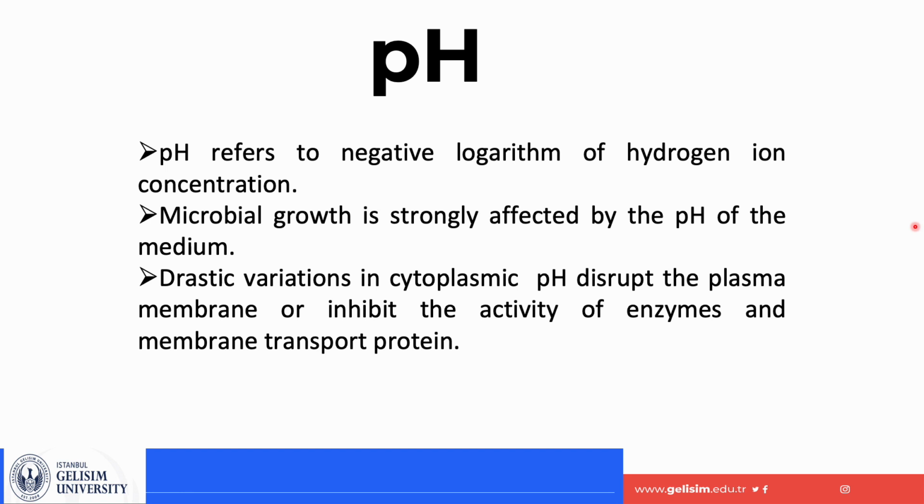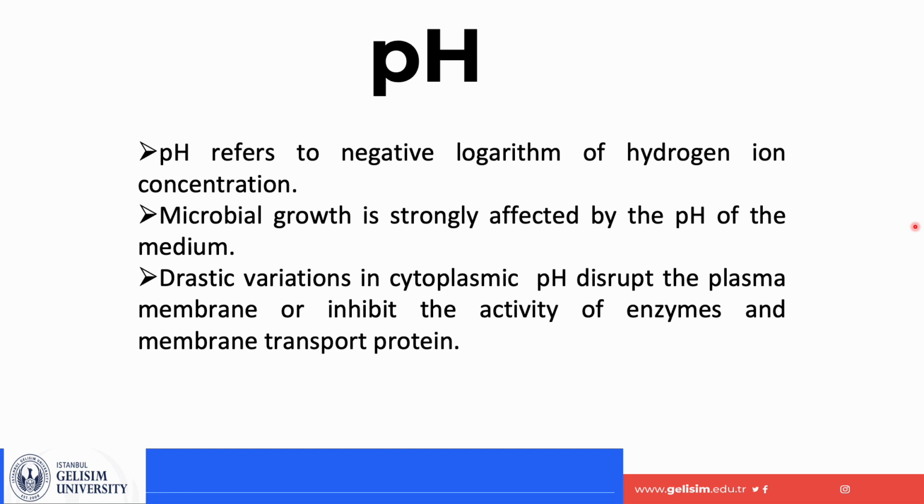All right, so next is pH. pH refers to the negative logarithm of hydrogen ion concentration. And this is an important factor that affects microbial growth. Microorganisms have adapted to grow within a specific pH range, and drastic variations in the cytoplasmic pH can disrupt the plasma membrane, or it can even inhibit the activity of enzymes and membrane transport proteins.